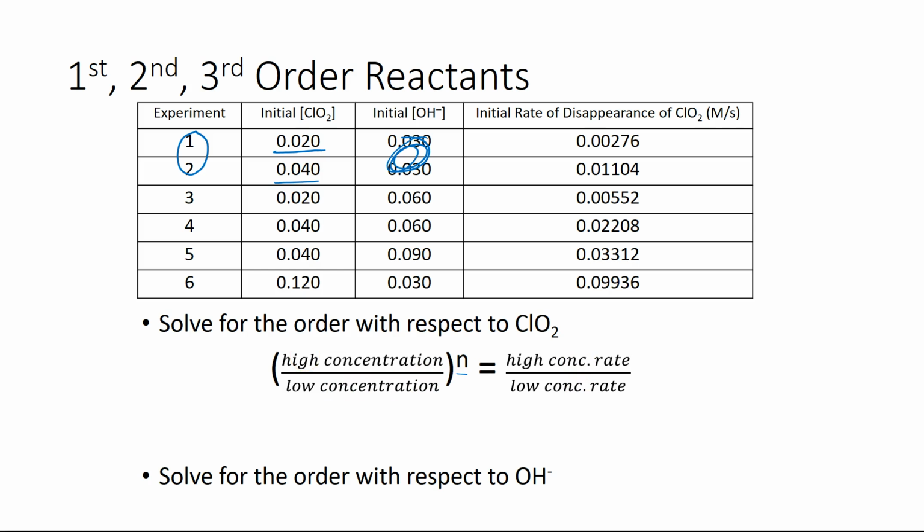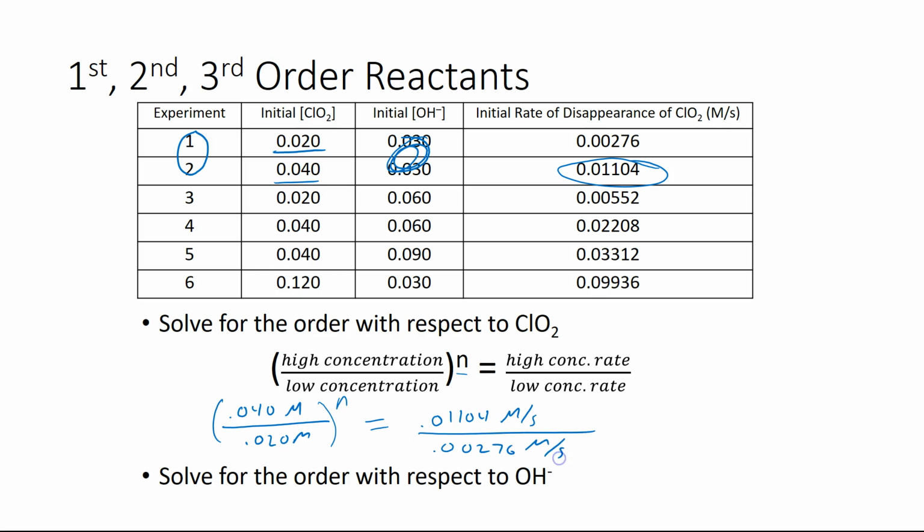Okay, so what I'm going to do is my high concentration is 0.040 M over 0.020 M to the n power is going to be equal to my high concentration rate. So at my higher concentration, my rate is 0.01104 molarity per second over 0.00276 molarity per second. All right.